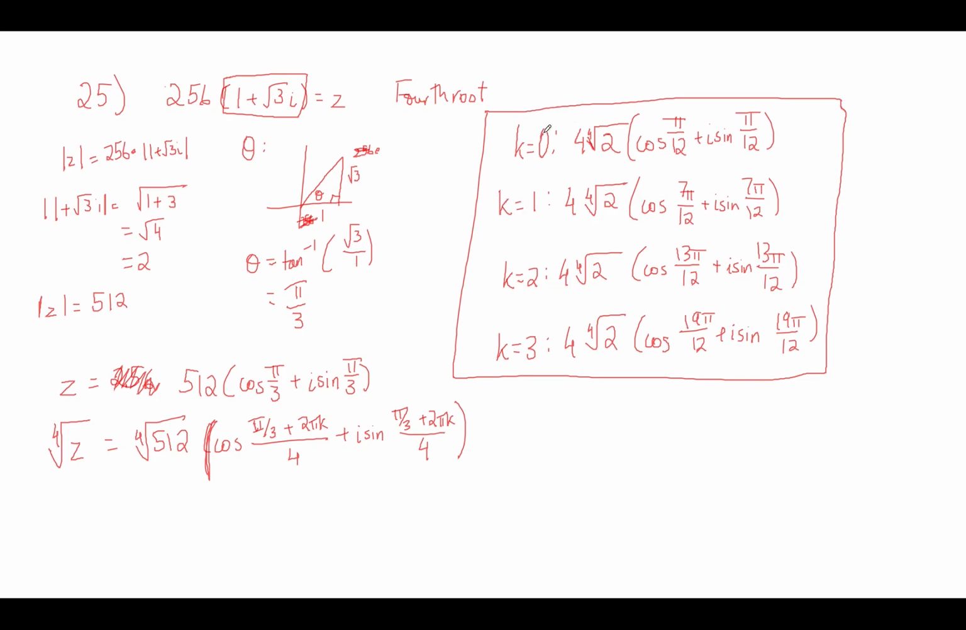You get 4 of them, so you start at k equals 0, and then you go up until you go through 4 iterations of this. So k equals 0, k equals 1, k equals 2, and k equals 3. You get your four roots.